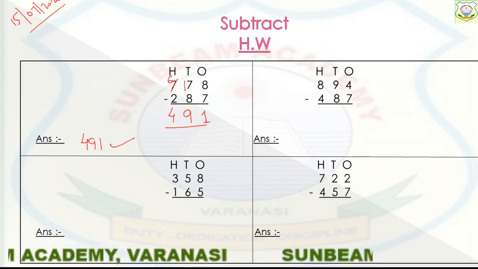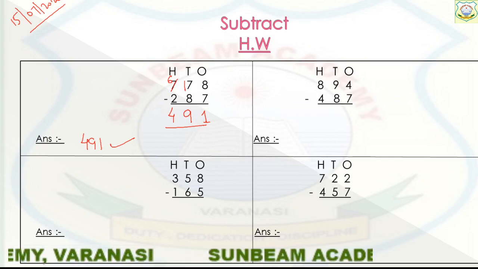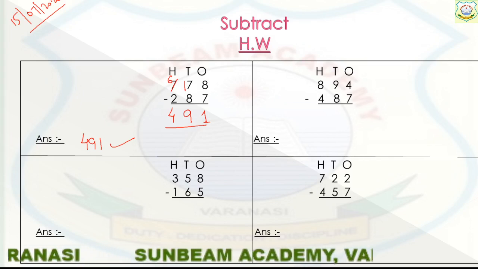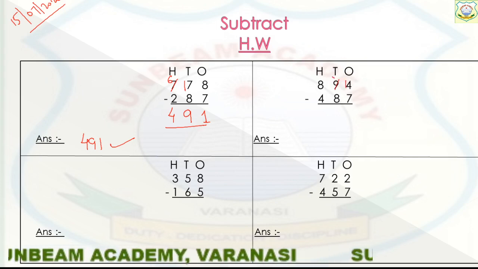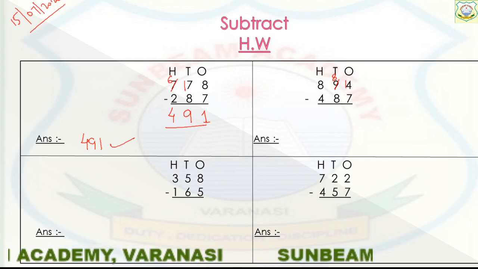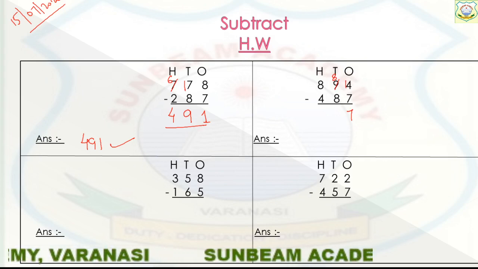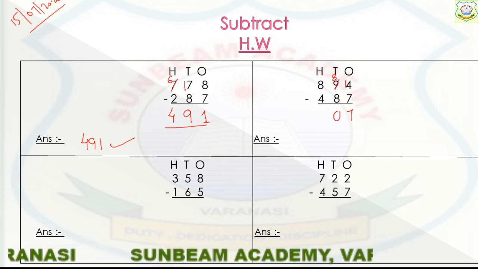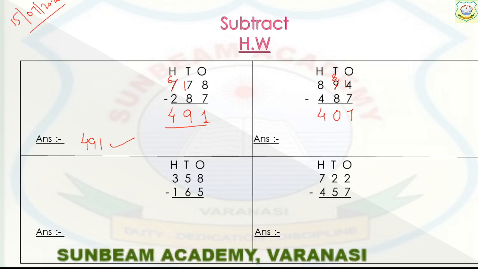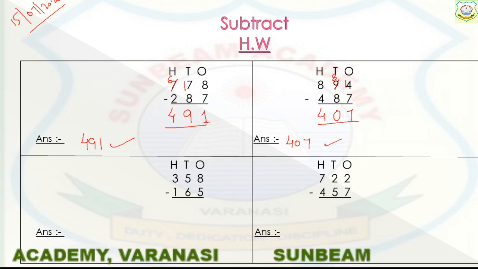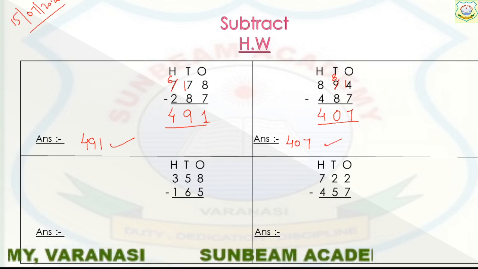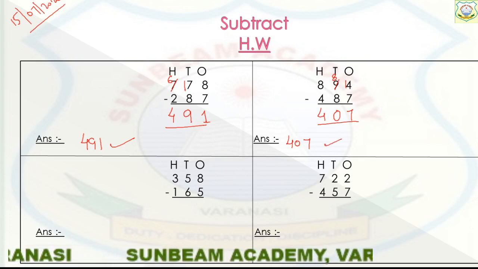Then after that, 894 minus 487. Okay. So now here also we have to take borrow. 14 minus 7 is 7. 8 minus 8 is 0. 8 minus 4 is 4. So we got the answer 407. Clear? Now the third question.